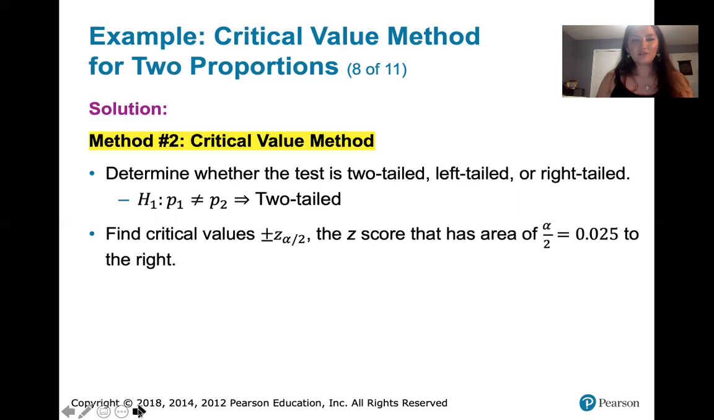To find the critical values, which can be denoted by plus or minus z sub alpha over 2, these are the z-scores that have an area of alpha over 2, or 0.025, to the right for that high one, and then to the left for the negative z sub alpha over 2.